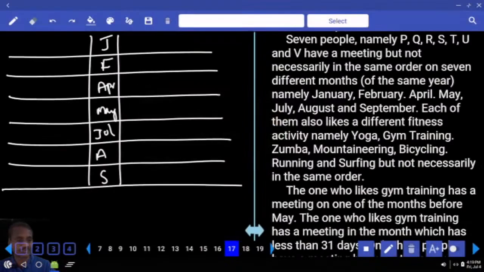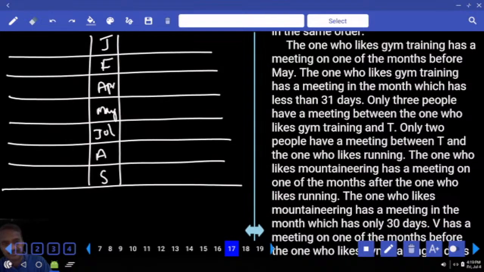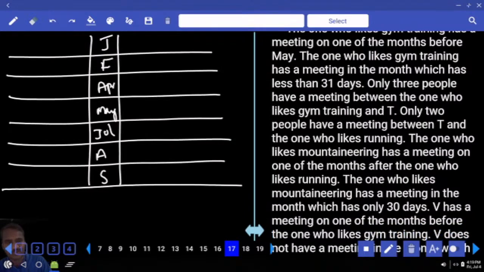Then coming back to this. The one who likes gym training has a meeting in one of the months before May. One of the months before May, how many possibilities? 3: January, February, or April. And the one who likes gym training has a meeting in a month which has less than 31 days. Less than 31 means how many possibilities? 2 possibilities. Now the gym can be either in February or in the month of April. There are 2 possibilities. And 3 in between gym training and T. Between gym training and T, there are exactly 3 people.